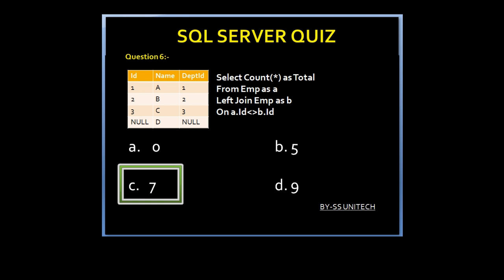So time up, option C is true. As we have discussed in our fourth question, for ID 1 it will return 2 rows, and again for ID 2 and 3 it will return 2 rows each. So a total of 6 rows will be returned, and one row will be returned with a null value as we are using a left join over here. So we are getting 7 rows. So option C is true.